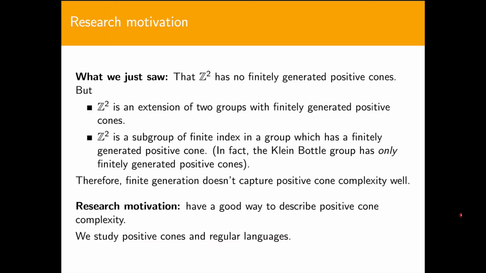So what we just saw is that Z squared has no finitely generated positive cones, but Z squared is an extension of two groups with finitely generated positive cones, Z by Z. And Z squared is a subgroup of finite index in a group which has finitely generated positive cones. And therefore, finite generation doesn't capture positive cone complexity well. Our research motivation is to have a good way to describe positive cone complexity. And to do so, we study positive cones in regular languages.